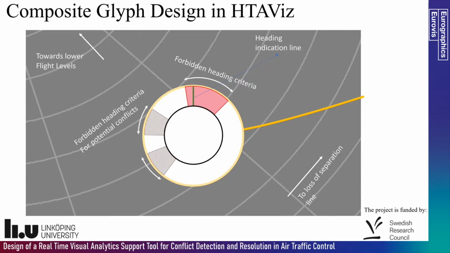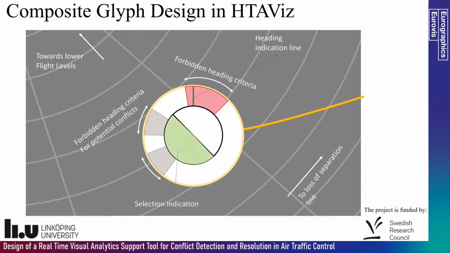The composite glyph contains two circles, an outer circle and an inner circle. On the outer circle, the heading solution space is shown, while on the inner circle, the rate of climb and descent solution spaces are shown. The inner circle is split in half by a line which is aligned to the radial timeline that the glyph is located on.